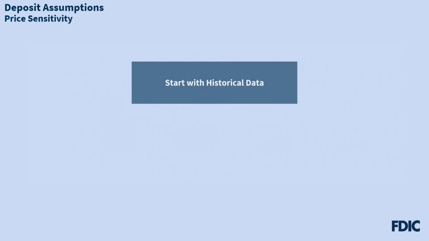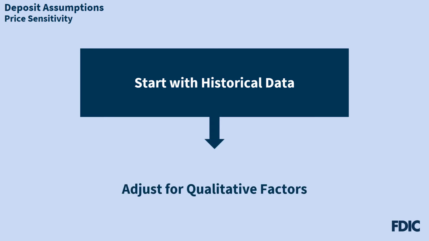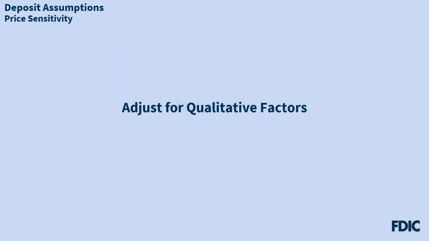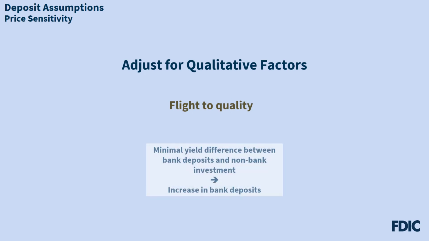The development of beta assumptions often begins with historic analysis to determine how product rates may have responded to changing market interest rates. Banks can assess how historical data can be adjusted for qualitative factors and used within the measurement systems. For example, a financial crisis will typically trigger a flight to quality. Couple this with a low rate environment, and the result is a minimal yield differential between bank and non-bank investments.